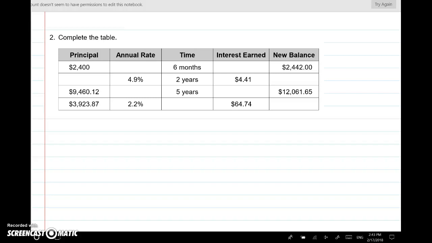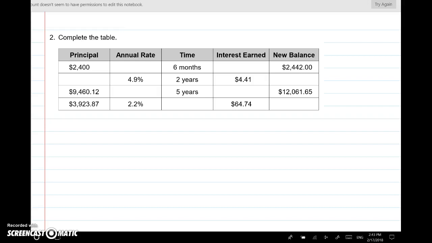Hi ladies, welcome back. This is number 2 from that sheet that I handed out on Friday. Again, if you don't have it, go ahead and download it from the Google Classroom. Now this is something new that we haven't seen yet, but it's still using percents. We're going to be talking about interest.